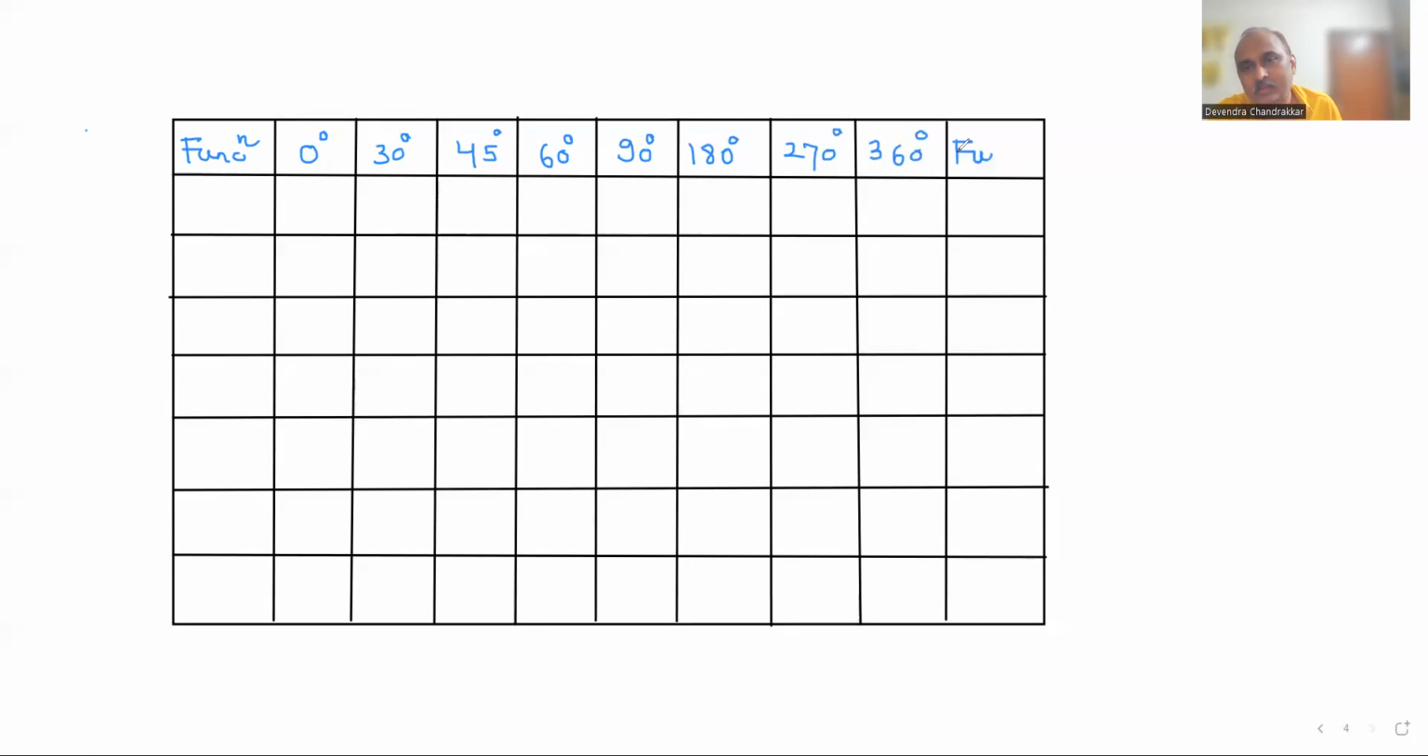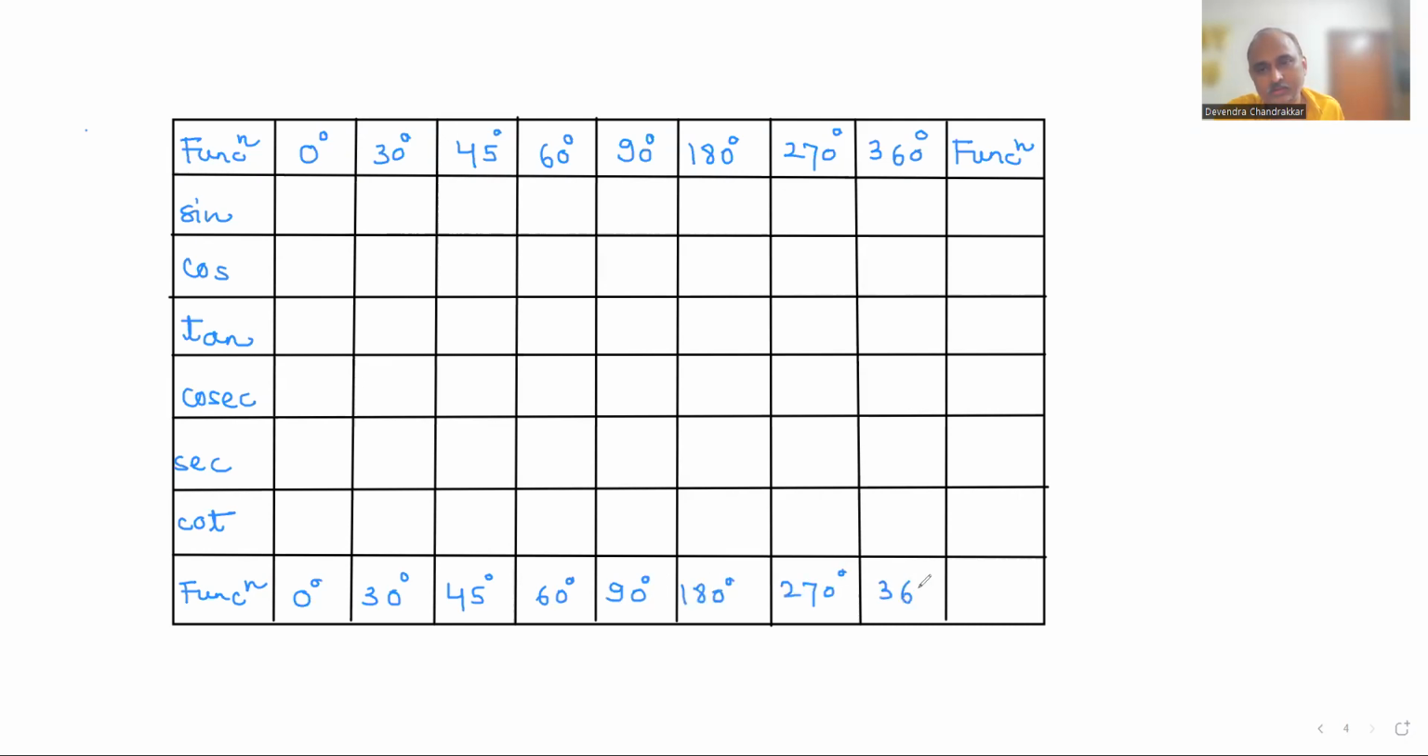And again, these are the functions I'll be mentioning here. This is sine, this is cos, this is tan, this is cosec, this is sec, this is cot. And these are the angles: 0 degrees, 30, 45, 60, 90, 180, 270, 360. And these are the functions which I'll be mentioning here.